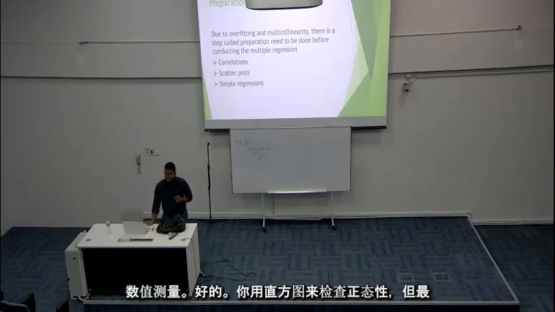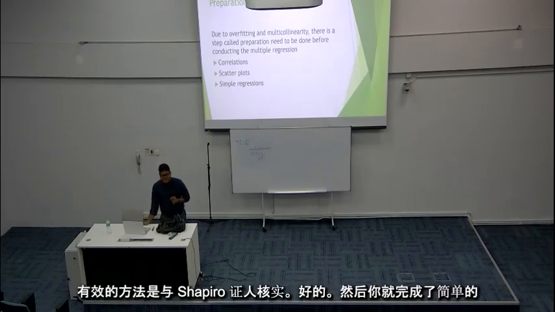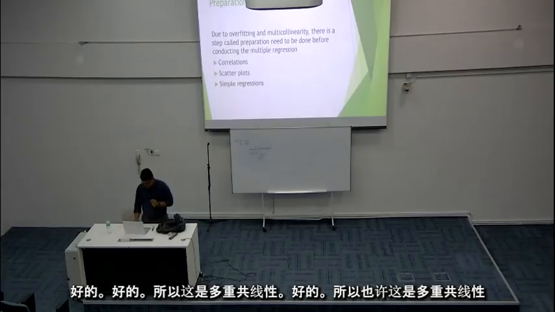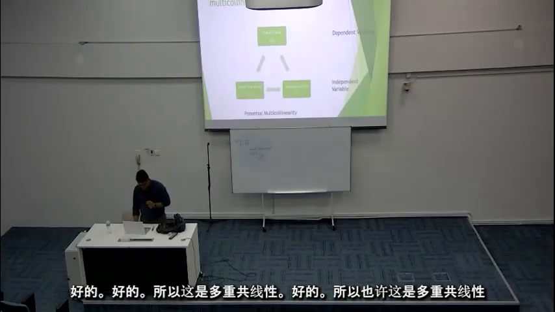You check normality by using the histogram, but the most effective way is by checking with the Shapiro-Wilk test. And then you have done the simple regression, just a simple regression with one independent variable and one dependent variable. Alright, so this is the multicollinearity.